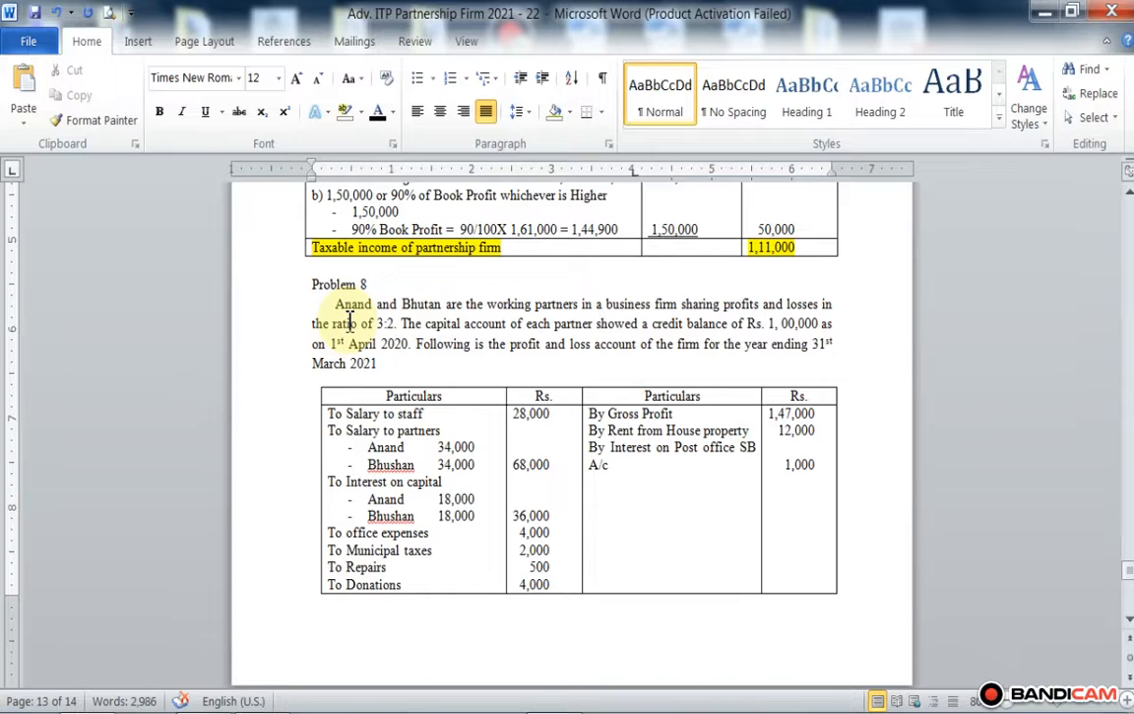So Anand and Bhushan are the working partners. Both are the working partners. Their profit sharing ratio is 3:2, and the capital account of each partner shows a capital balance on 1st April 2020 amounting to rupees 1 lakh. It means the firm's profit and loss account is given here as on 31st March 2021.